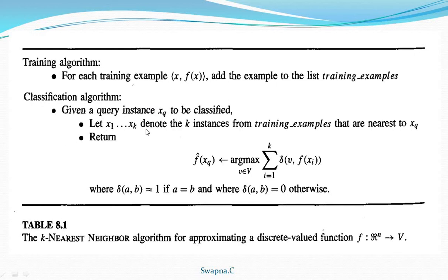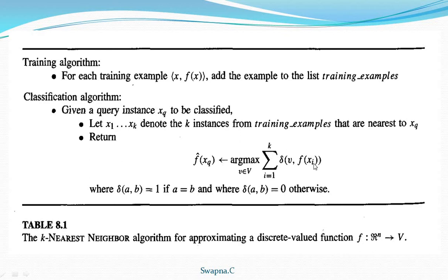Next, let x1 to xk denote the k instances from the training examples that are nearest to xq. Depending upon k, that many training examples nearer to xq we are considering. And what is the classification of this new instance, which is represented with f cap of xq? How are we getting this?